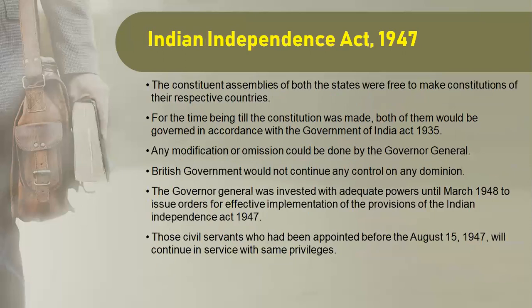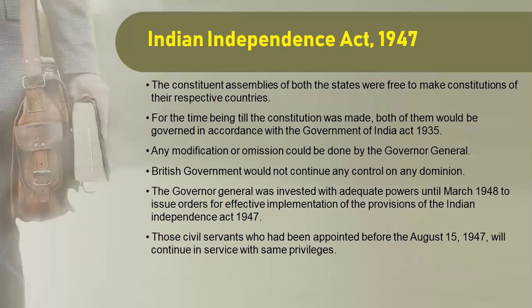The next important feature of the Indian Independence Act 1947 is that the constituent assemblies of the states were free to make constitutions of their own for their respective countries, which means India can have its own constitution and Pakistan can have its own constitution. For the time being, till the constitution was made, both of them were governed in accordance with the GoI Act 1935. So till both the countries could come up with a constitution of their own, it was decided that the Government of India Act 1935 would be followed.